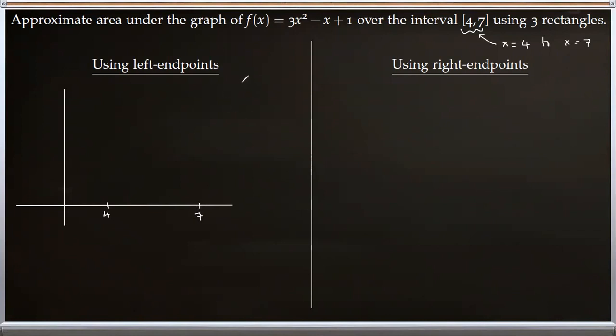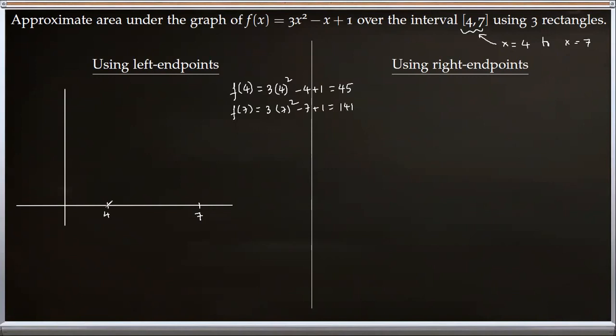So when x is 4, we can figure out the y value simply by plugging in 4 for x. That comes out to be 3 times 4 squared minus 4 plus 1. 3 times 16 minus 4 plus 1 comes out to be 45. And similarly, you can plug in 7 to figure out f of 7. So 3 times 7 squared minus 7 plus 1 will give us 141.